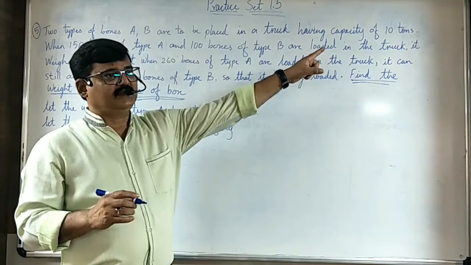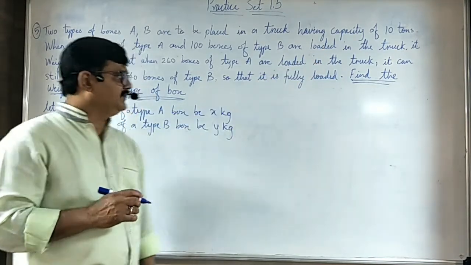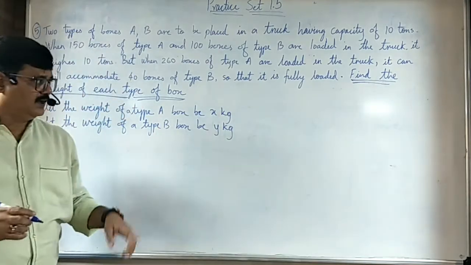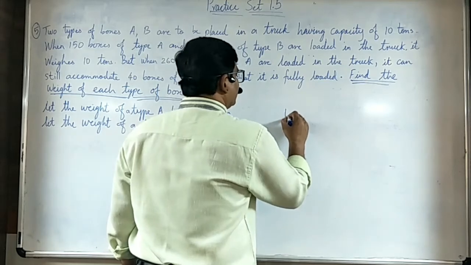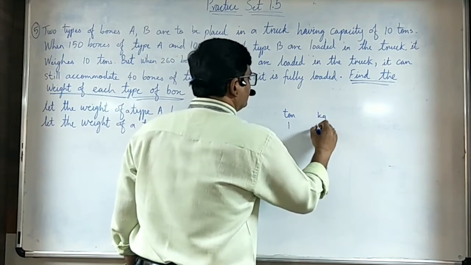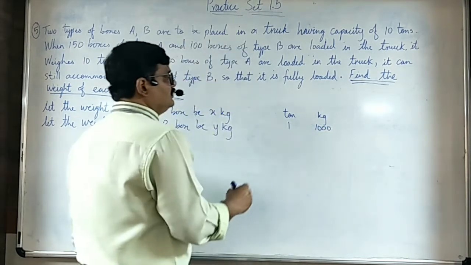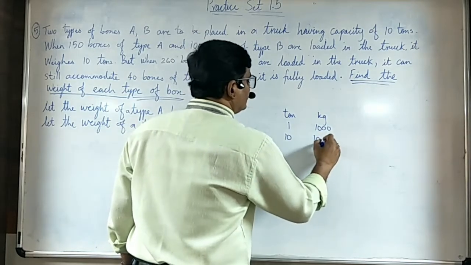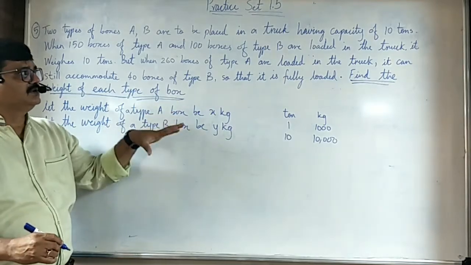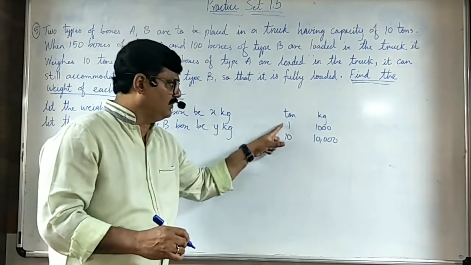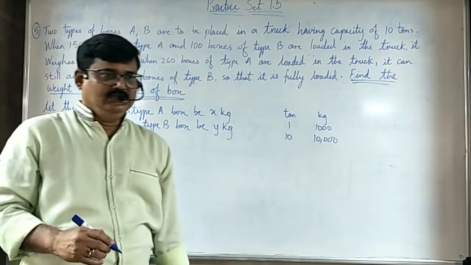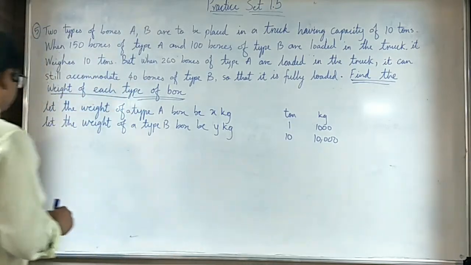But here the total weight of the truck is given as 10 tons. So here you know that 1 ton is equal to 1000 kg. So your 10 tons will be equal to 10,000 kg. Can you see that over there? 10,000 kg. I am converting the weight of the truck into kg. So remember, 1 ton is 1000 kg, so 10 tons will be 10,000 kg. So now I'll be writing according to the first condition.